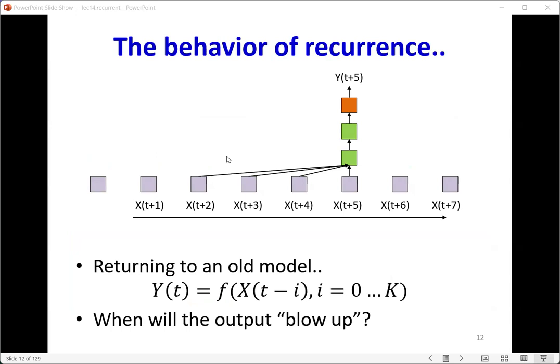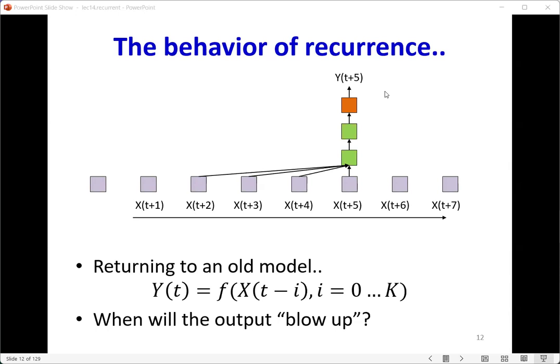Let's return to an old familiar model. This is the convolutional neural network, which is analyzing a window of the input to make the next prediction, the first thing we saw. Now, in a model of this kind, if the inputs are bounded, they're all finite in value, will the output ever explode? Or will the output also be bounded? What do you think? All the input values are bounded. Will the output stay bounded or will it blow up? Anyone, guys?